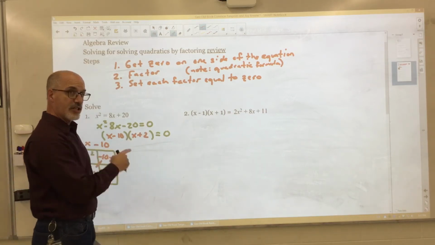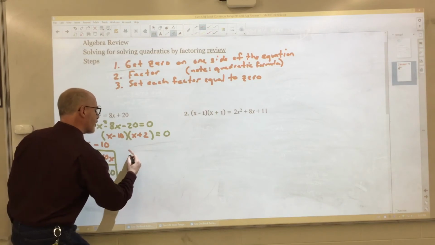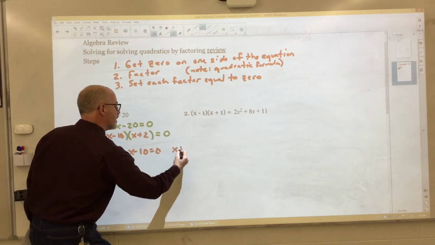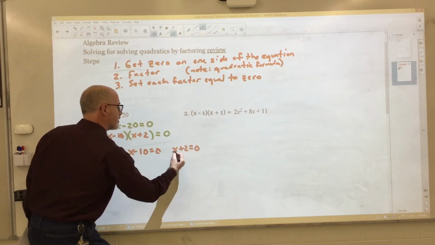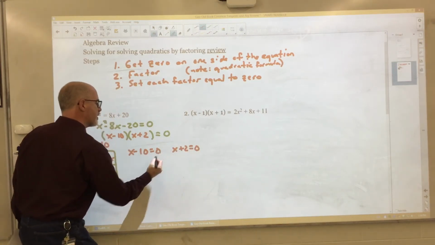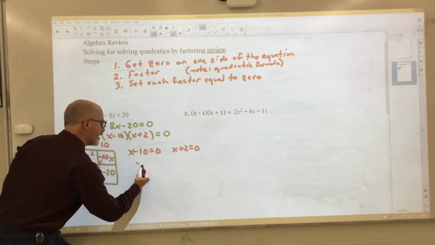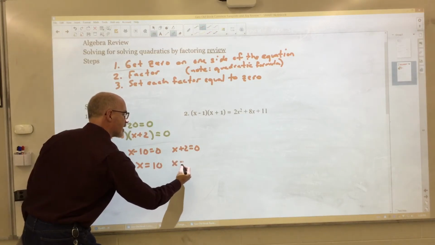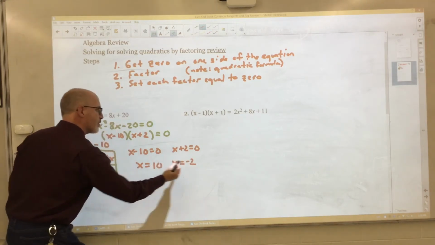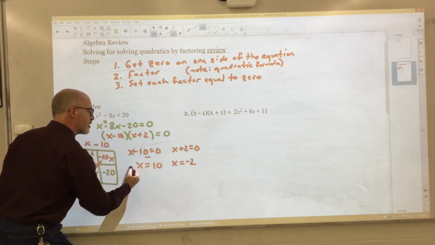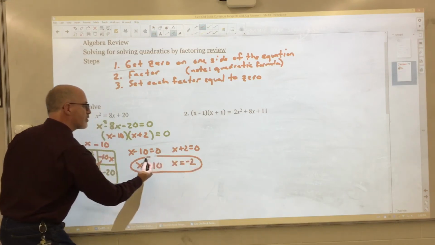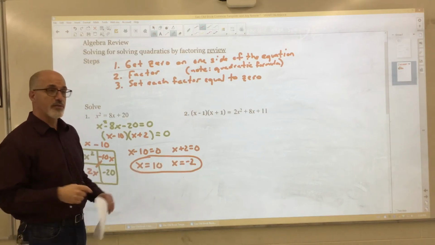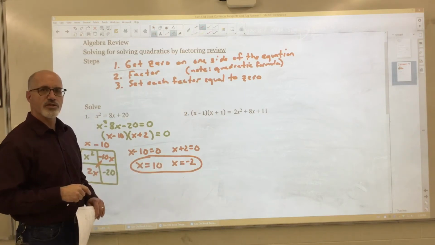Now when I set each of those equal to 0, so we go x minus 10 equals 0, and x plus 2 equals 0 for my two equations. Now add 10 to both sides, you get x equal to 10. Subtract 2 from both sides, you get x equal to negative 2. Those are my two answers that if I were to substitute those back into this original equation, they would both work, and they're the only numbers that would work. Those are my solutions to it.